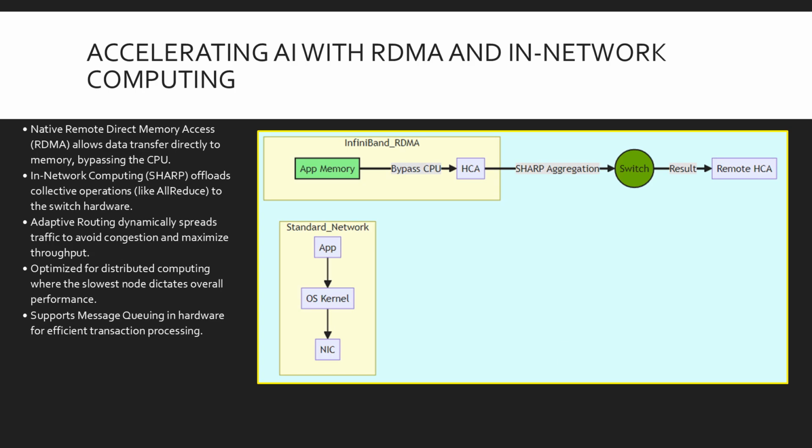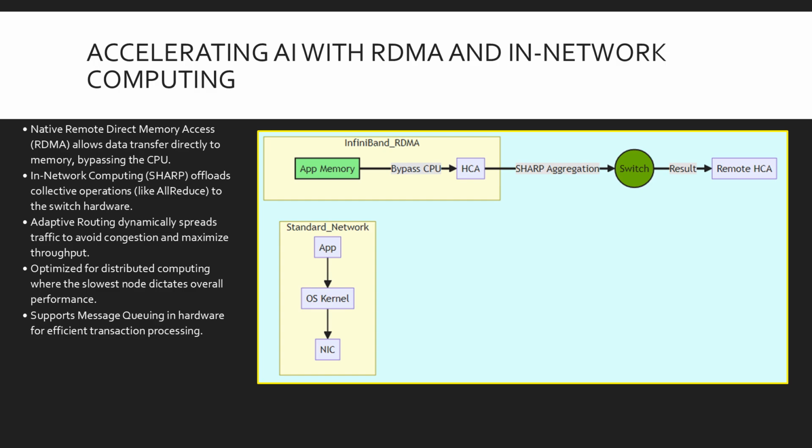What truly sets InfiniBand apart for AI is how it handles data. It natively supports remote direct memory access, or RDMA. This allows data to move from the memory of one server directly to another, completely bypassing the CPU and the operating system kernel. This zero-copy approach drastically reduces latency. Furthermore, InfiniBand enables in-network computing, such as NVIDIA SHARP. Instead of moving data back and forth between nodes to perform calculations, the switches themselves perform collective operations like data reductions. Combined with adaptive routing, which dynamically steers traffic around hotspots, InfiniBand transforms the network into a coprocessor.